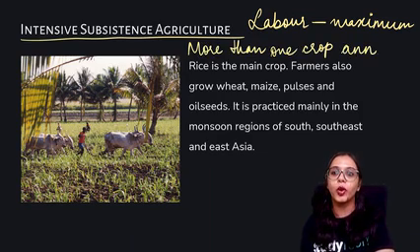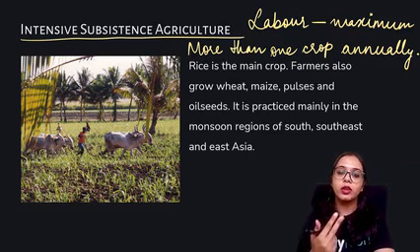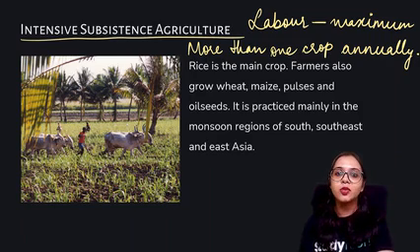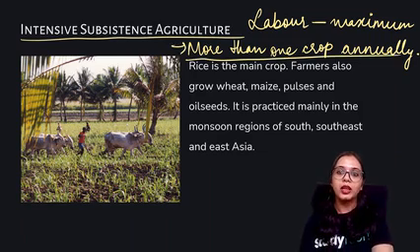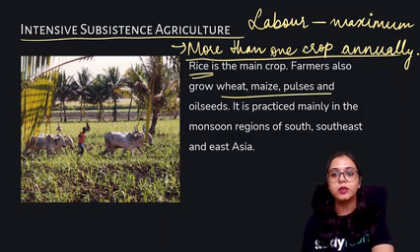And since he is growing more than one crop annually, the conditions required for the growth of those crops, namely sunlight, soil, and availability of water, are implicitly already available to him. That is why he is able to grow more than one crop annually. And what is the main crop that he grows? Rice. Apart from rice, wheat, maize, pulses, oilseeds, etc.